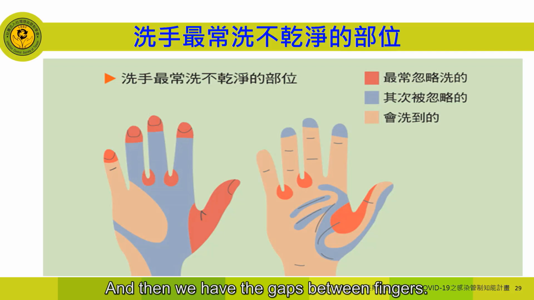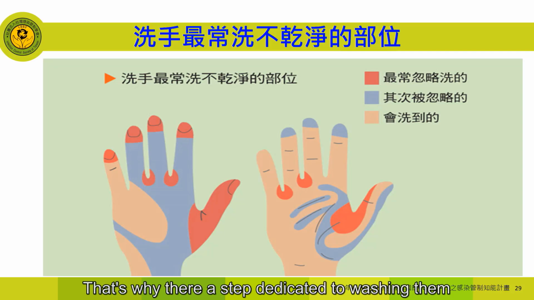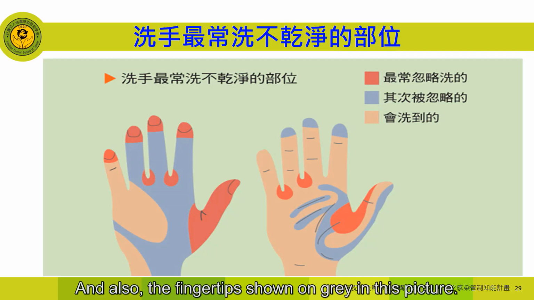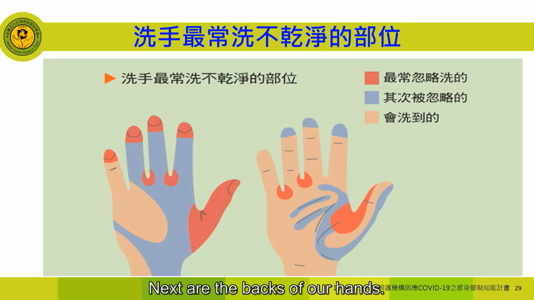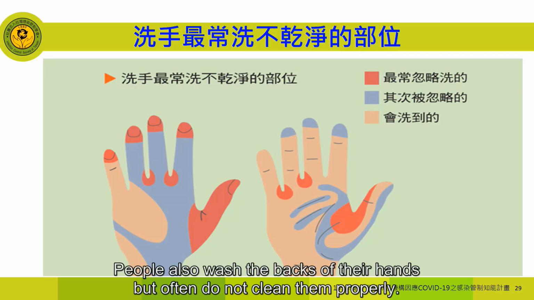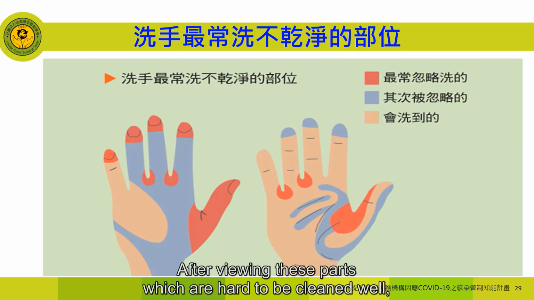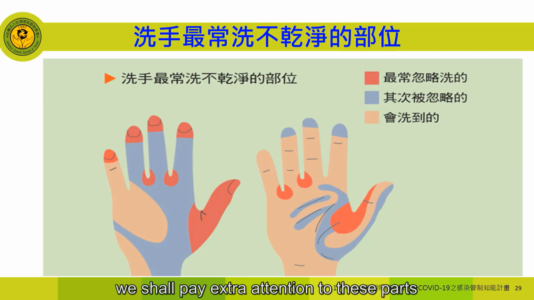And then we have the gaps between fingers. That's why there's a step dedicated to washing them. And also the fingertips shown in gray in this picture. They are also often ignored when we are washing the hands. Next are the backs of our hands. People also wash the backs of their hands, but often do not clean them properly. After viewing these parts which are hard to be cleaned well, we shall pay extra attention to these parts every time we are washing our hands.